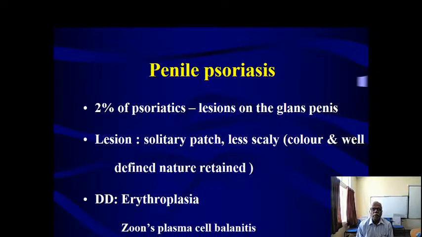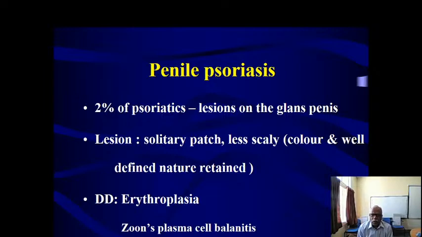Then we got another variety, penile psoriasis. It's present in 2% of psoriatic patients. The common site is glans penis. Sometimes there is a solitary patch, but it's a small area which appears on the mucous membrane. So on mucous membrane, when the lesions are present, it's a moist area compared to the dry area. Other areas are dry, but here there is moisture. So naturally less scaly, but color and well-defined margins they are retained.